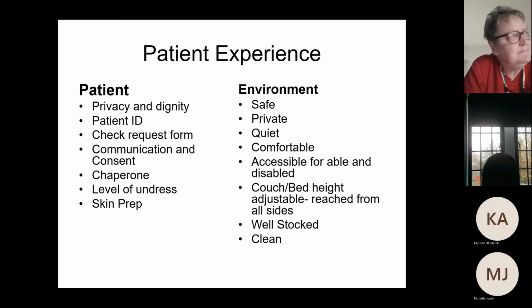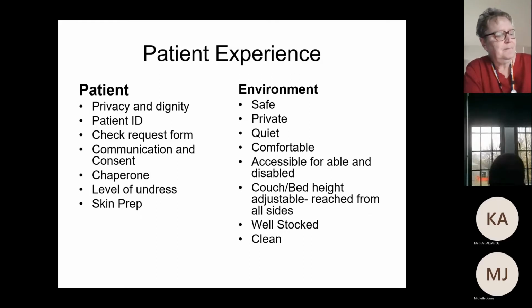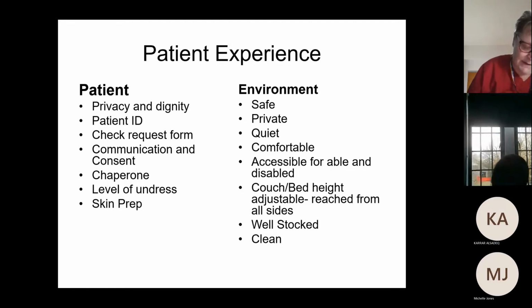Any ideas? Go on then, give us some, please. Eve just said, so they feel safe. Oh, good one. Like that one, Eve. Well done. Any more? Picture if you were in that bed and somebody was approaching you to do this, what do you think you'd need?